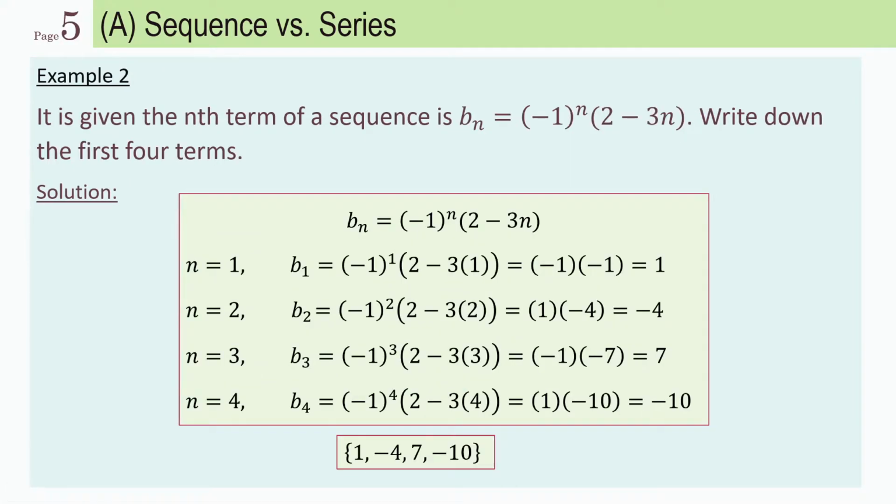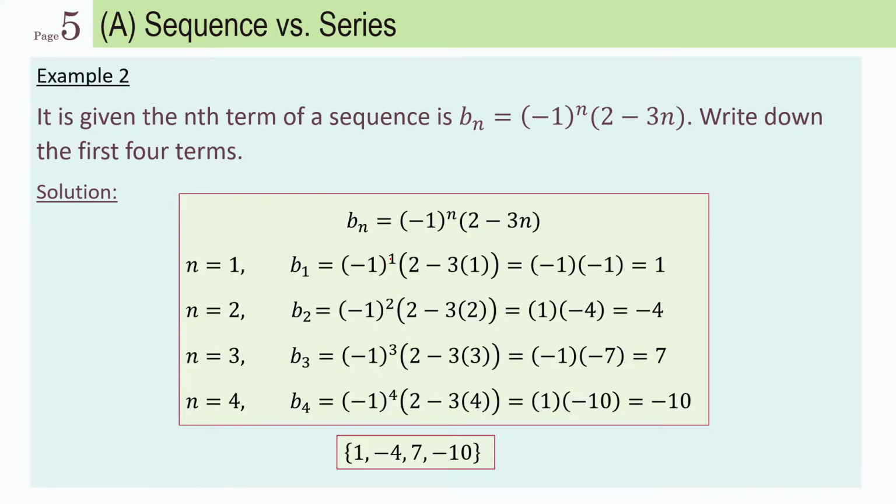Okay, then the second one. It is given the nth term of a sequence is this one, okay? And over here, B is just a name for it, and the controller over here is our n. They also require the first 4 terms, so you replace the first one. Over here, please be careful if you see that it is negative 1, okay?